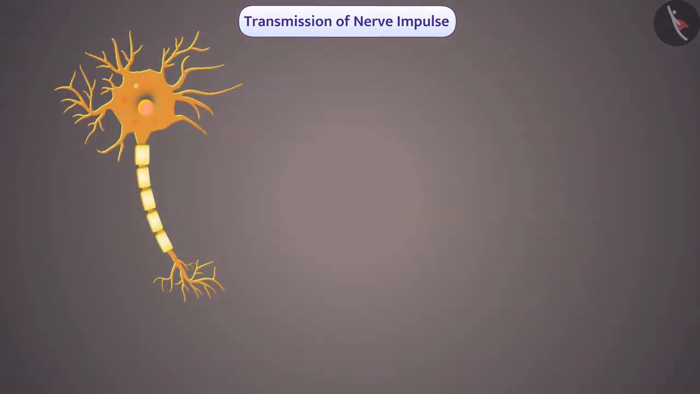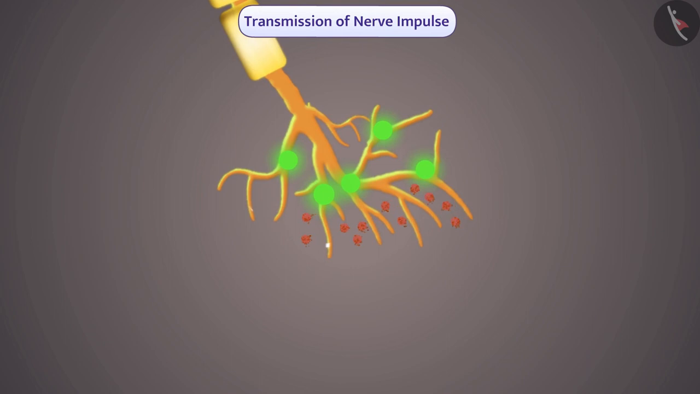The information detected at the end of the dendritic tip results in a chemical reaction which creates an electrical impulse. Through the dendrite, the electrical signal passes to the cell body. Traveling through the axon, it reaches the end of the axon. It causes the release of some chemicals called neurotransmitters.